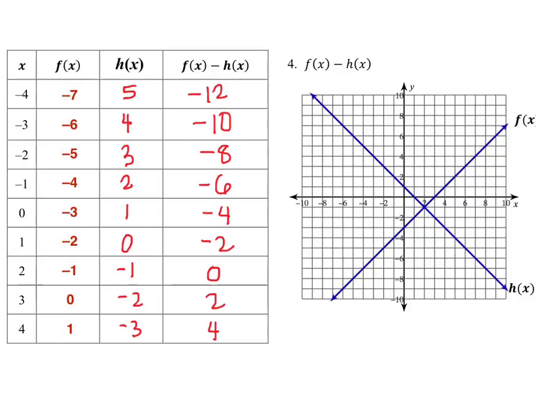So for these last three, negative 1 minus negative 1 is just adding 1. 0 minus negative 2 is adding 2. 1 minus negative 3 is adding 4. So I'm going to go plot these points.